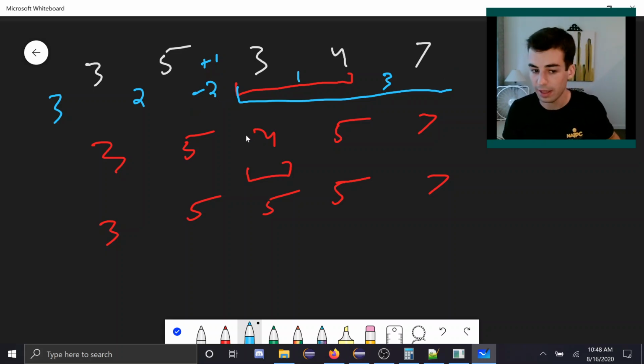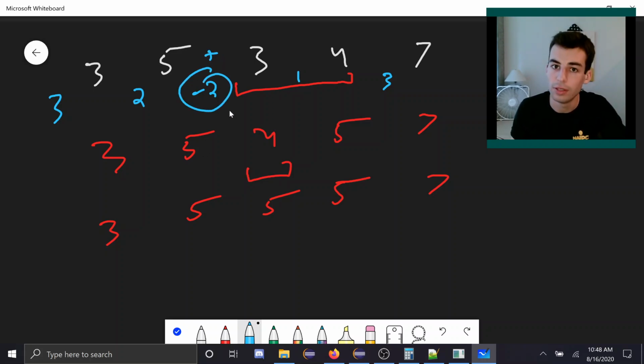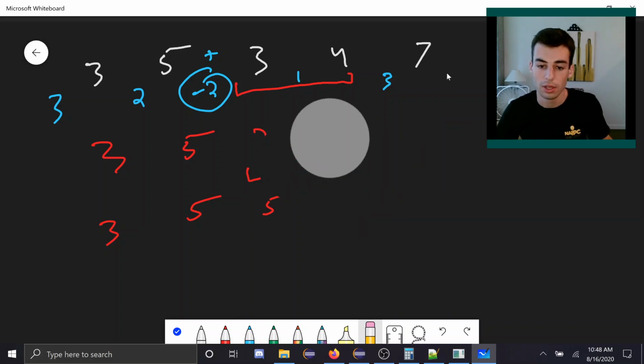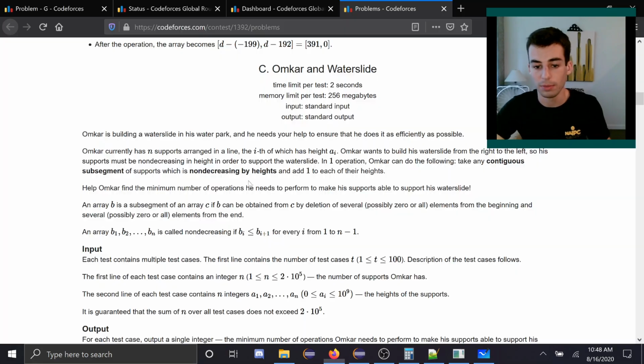So basically, yeah, that's it. We just look at this array, and every time we have some negative number, we're going to have to start a range there, that number of times. So we just look at this difference array. Every time we have a negative, we just add the opposite of that negative to our answer. That's the total. Okay, so that's problem C.